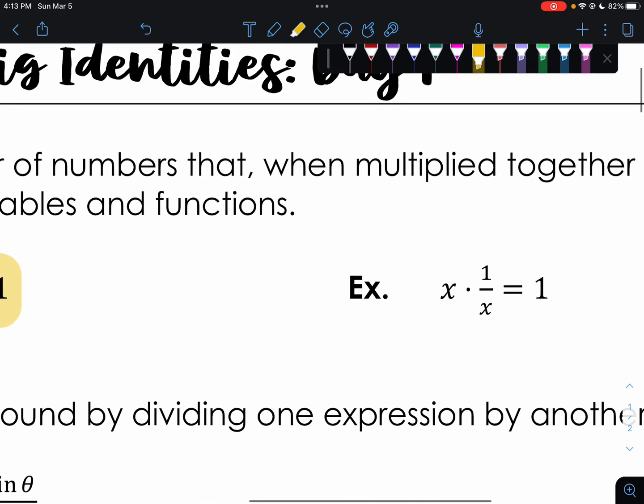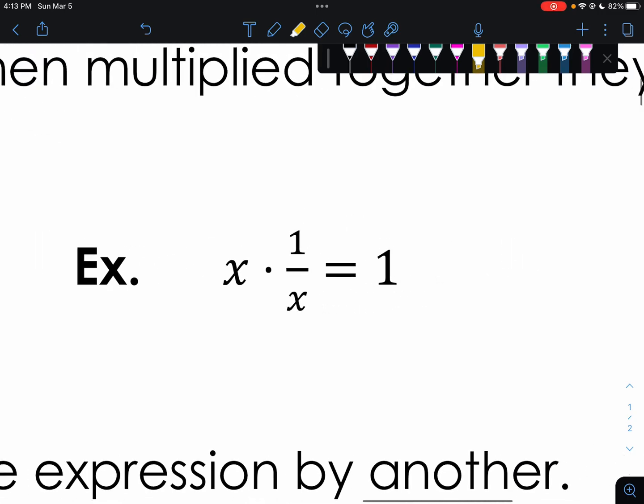Okay, if I look at the variables, I have x times 1 over x. As a reminder, x is technically x over 1. So if I flip it, I do get 1 over x. When I multiply them together, I would get x over x, which equals 1.